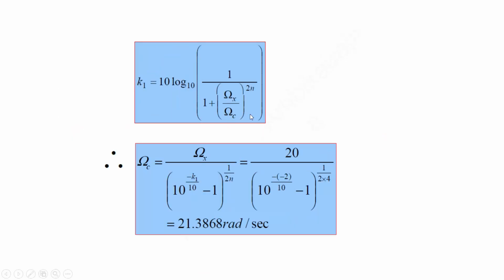Now we need to calculate the cutoff frequency also. We take one expression for K1. We can take K2 also, but we take K1, right? Now we further manipulate this expression and extract omega c out. Therefore, omega c is omega x divided by 10 to the power minus k1 by 10 minus 1, raised to the power 1 over 2n. So all values we have: omega x is 20, k1 is minus 2 dB, and n is 4, because we have already assessed that the order of the filter required in this case is 4. And this is my cutoff frequency, which is 21.3868 radians per second.